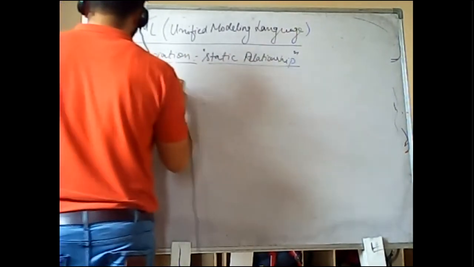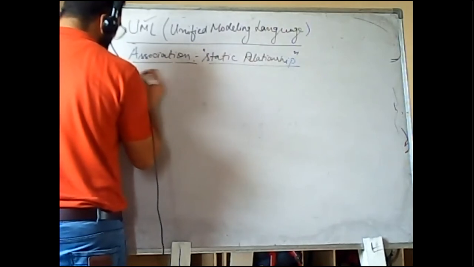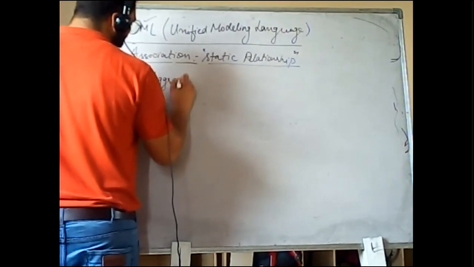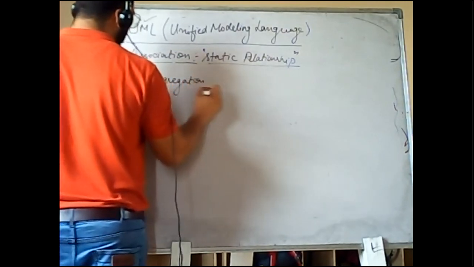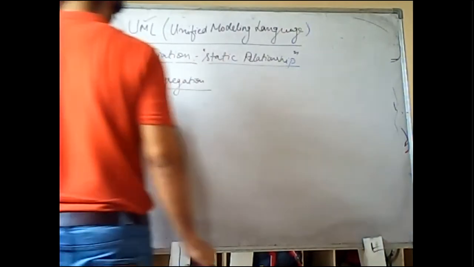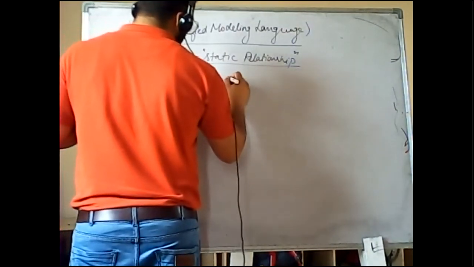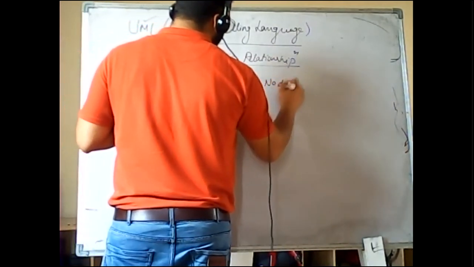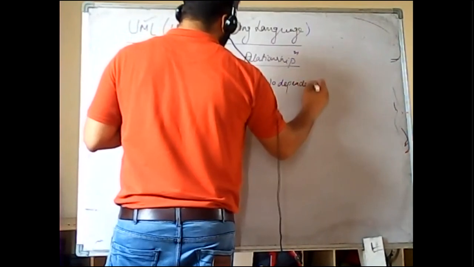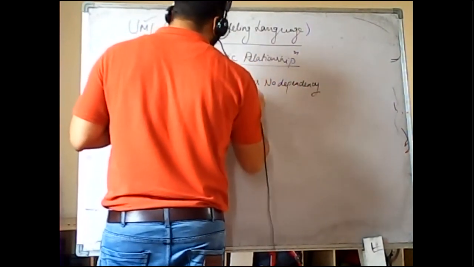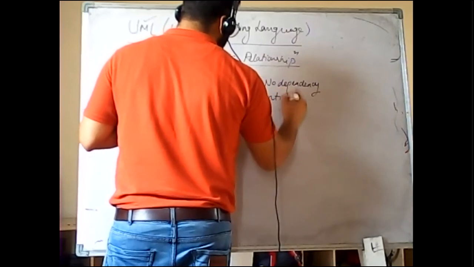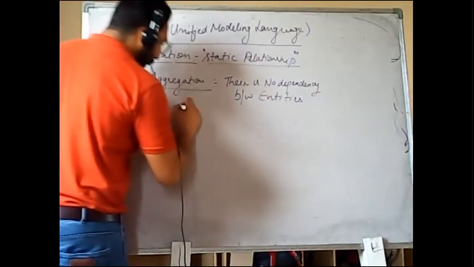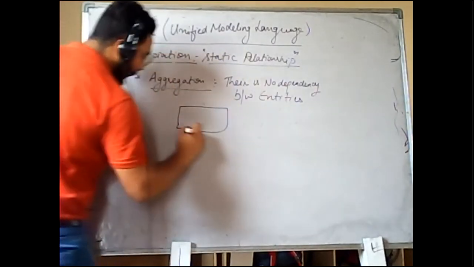Further, in your association, there are two different types. The first is your aggregation. This is also a relationship under your association, and in this there is no dependency between entities. I will show you with an example.